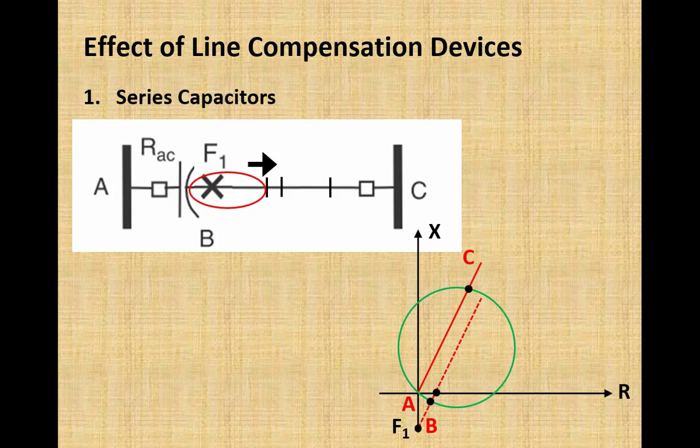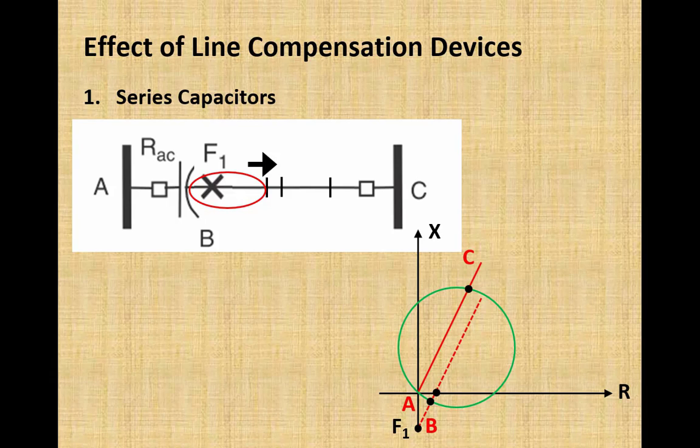Now one more thing to discuss. This is what happened due to the presence of the capacitor. The capacitor has introduced a discontinuity in line impedance, due to which a fault, even on a portion of the line, has been taken outside the zone of protection of the distance relay. If a fault occurs over there, the distance relay would not be able to sense that fault.